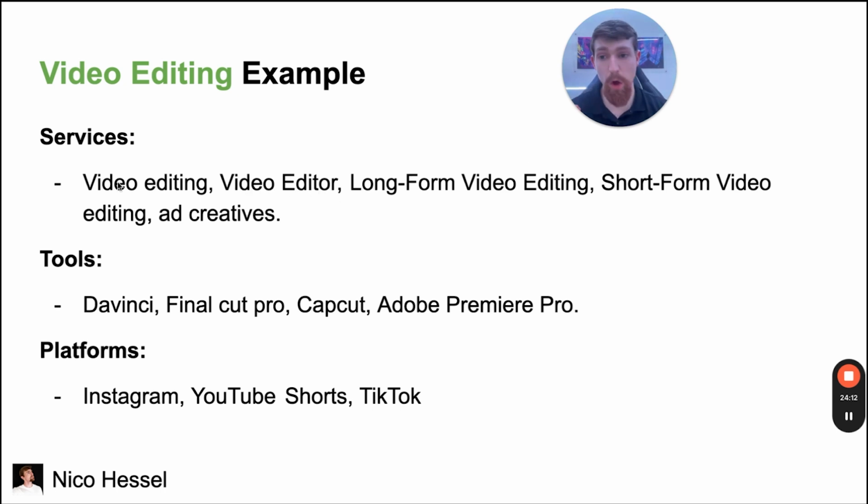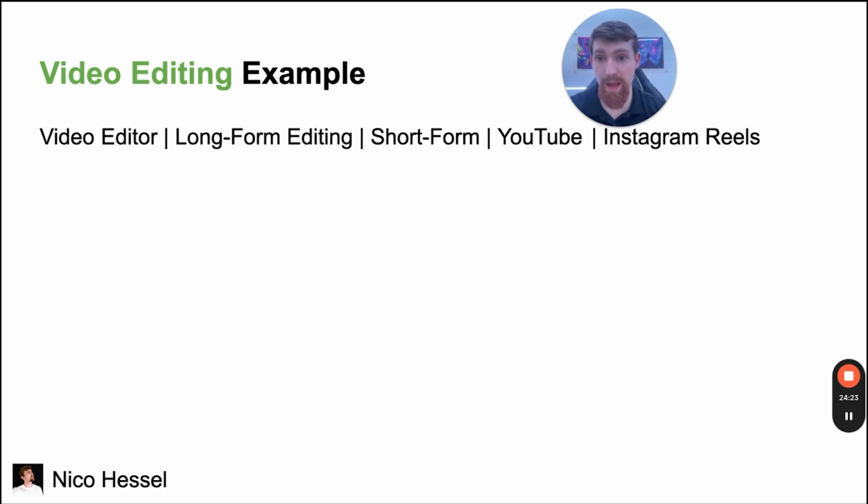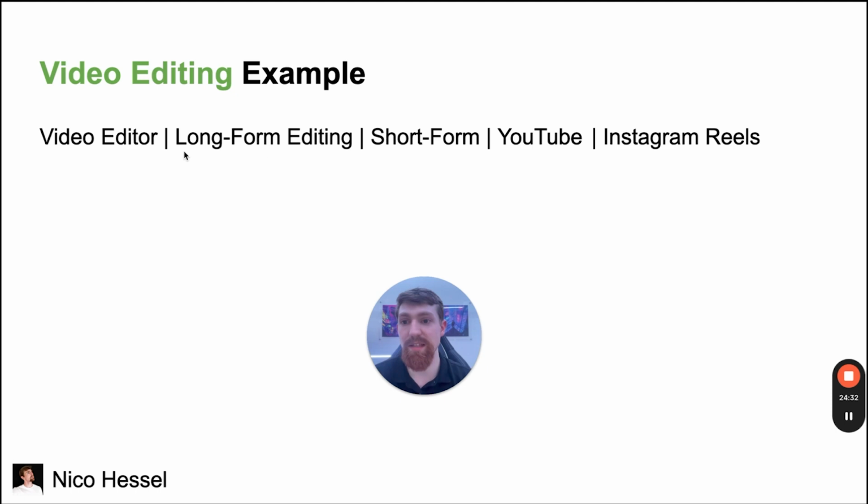And after I searched up all of these phrases on Upwork, I would put the ones into my official title that resulted in the most jobs I want to fulfill, right? And so that might look like: video editor, long form editing, short form, YouTube, and Instagram Reels. Now, the really cool thing about this title as well is that if somebody looks up short form editor, I'm going to be covered, right?